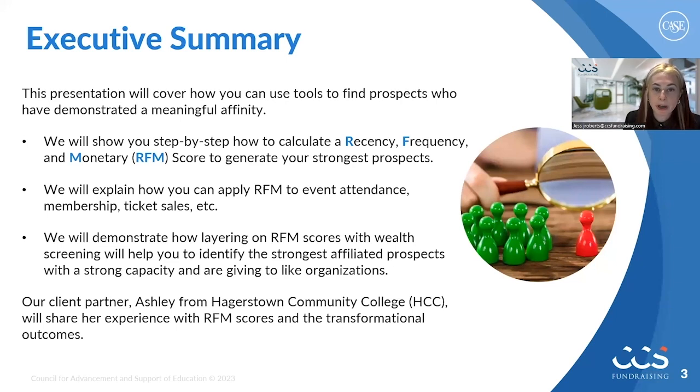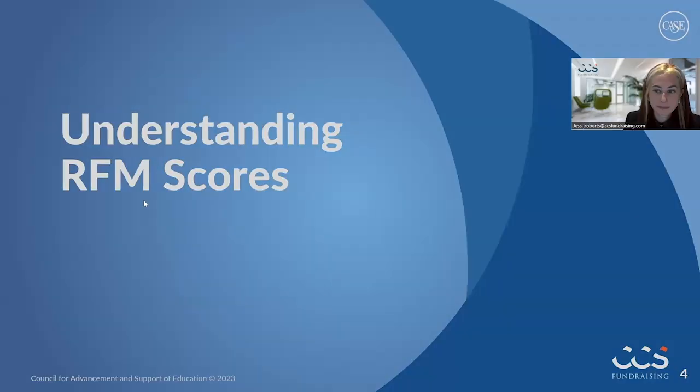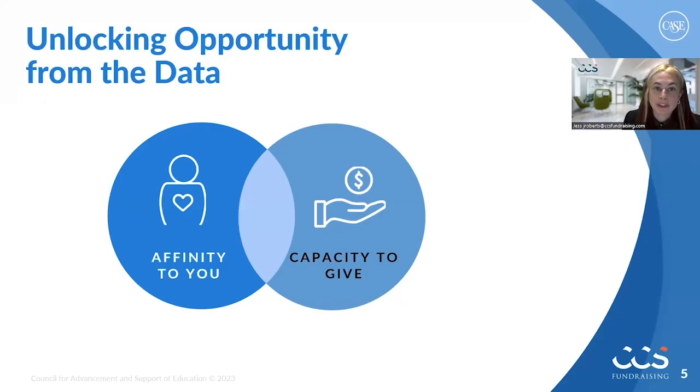After we go through the methodology of how to calculate these scores, we will show you how to layer on wealth capacity to get not only those that have the strongest affiliation to you, but those that have the ability to make a meaningful gift. We are thrilled to have Ashley partnering with us today to show RFM in action and how the scores helped her to pinpoint her strongest donors and share some of her successes. To use resources as efficiently as possible in a time when we all have very limited bandwidth, RFM scores help us to narrow down to those top prospects.